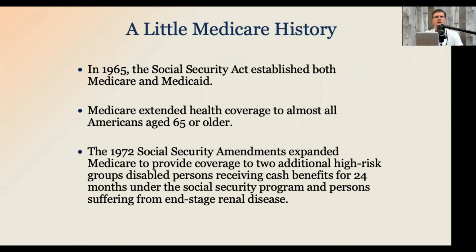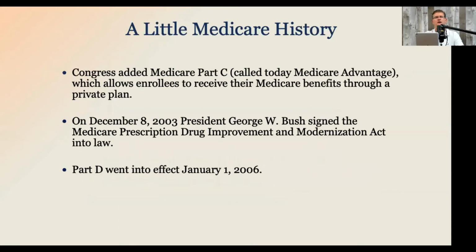A little Medicare history. In 1965, the Social Security Act established both Medicare and Medicaid. Medicare extended health coverage to almost all Americans age 65 or older. There was a change made in 1972. The Social Security amendments expanded Medicare to provide coverage to two additional high-risk groups: disabled persons receiving cash benefits for 24 months under the Social Security program, and persons suffering from end-stage renal disease.